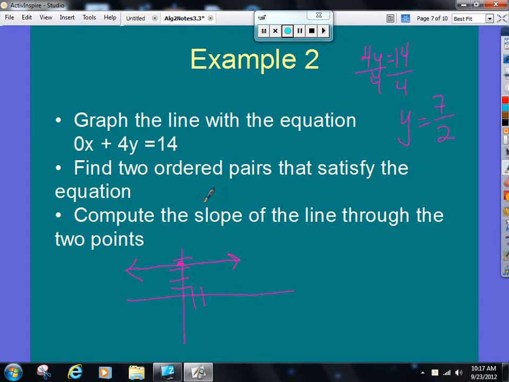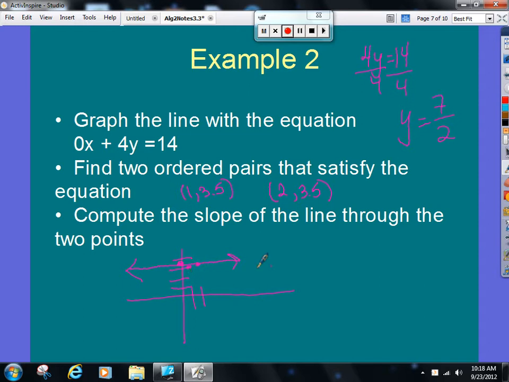I like if x is 1, then I get 4y equals 14. Y will be, guess what, 3.5. If x is 2, oh, still get 4y equals 14. Guess what? Y equals 3.5. The points will all be around here.